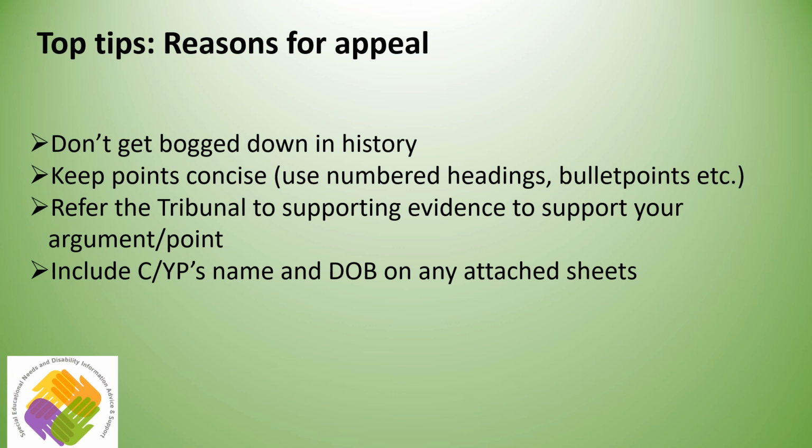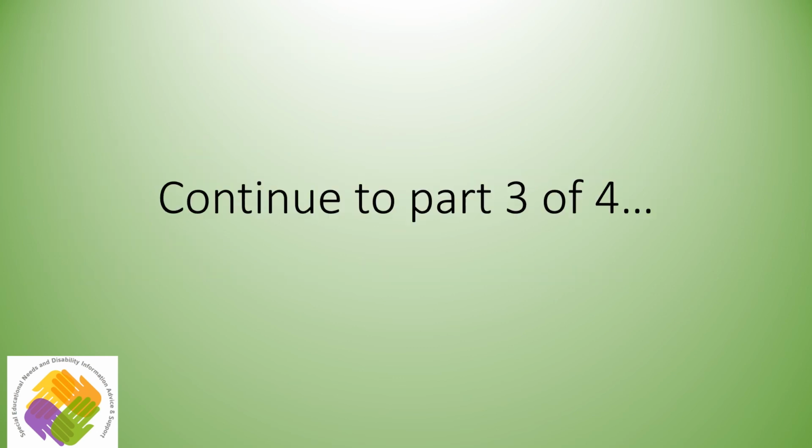If using any attached sheets for the reasons for appeal, make sure you include the child or young person's name and their date of birth. That brings us to the end of part 2 of the refusal to issue appeal walkthrough. You'll be pleased to know this is the largest part of the appeal form, and it is relatively straightforward from here. Continue on to part 3 to complete the remaining sections of the form.